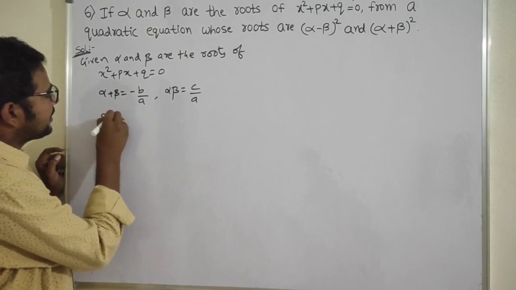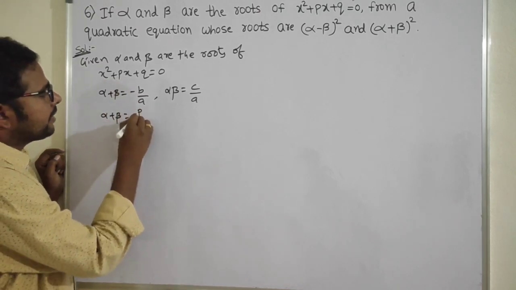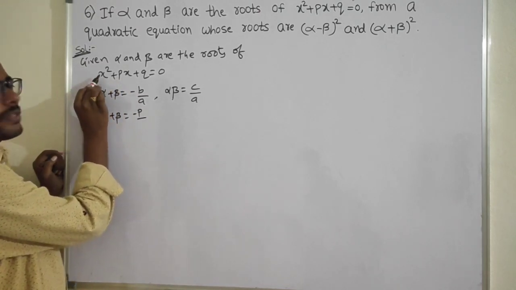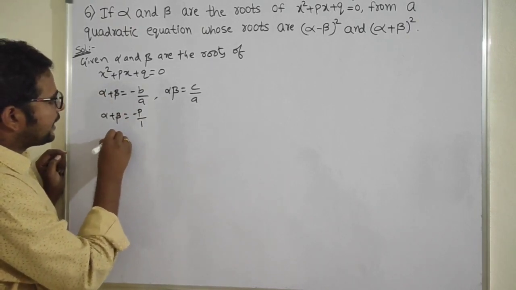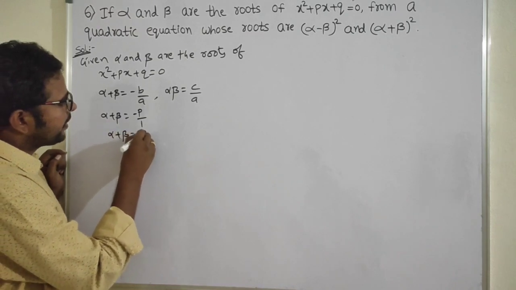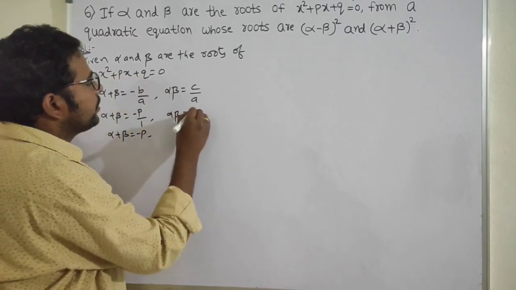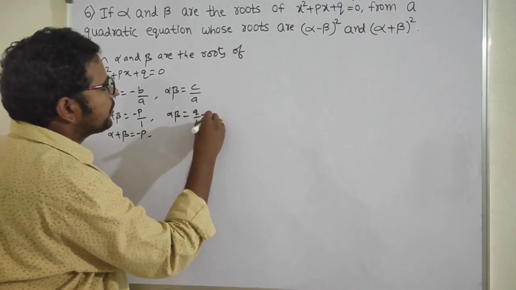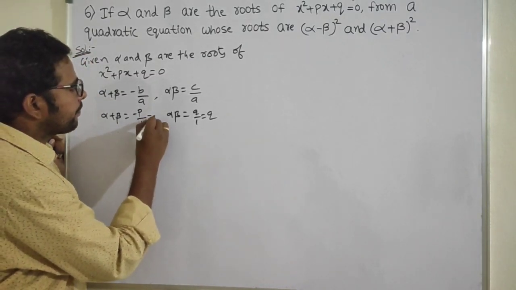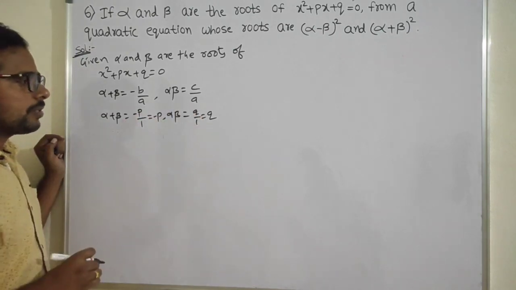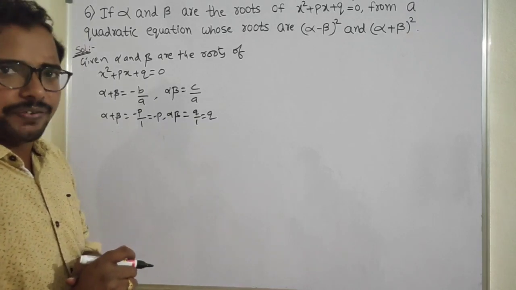So alpha plus beta is equals to minus b by a, which means minus p by 1. Here the x square coefficient is 1, therefore a is 1. Therefore alpha plus beta is equals to minus p, and alpha beta is equals to c value q by 1, that is equals to q. So alpha plus beta is equals to minus p, alpha beta is equals to q by using the relation between zeros and coefficients.